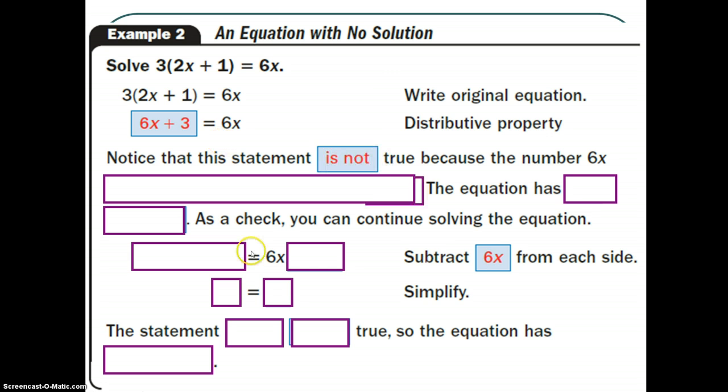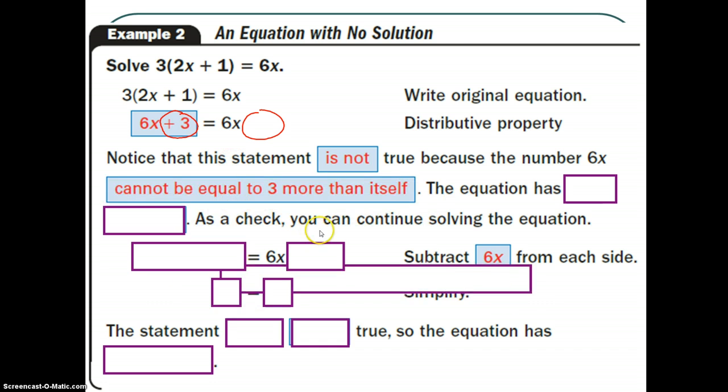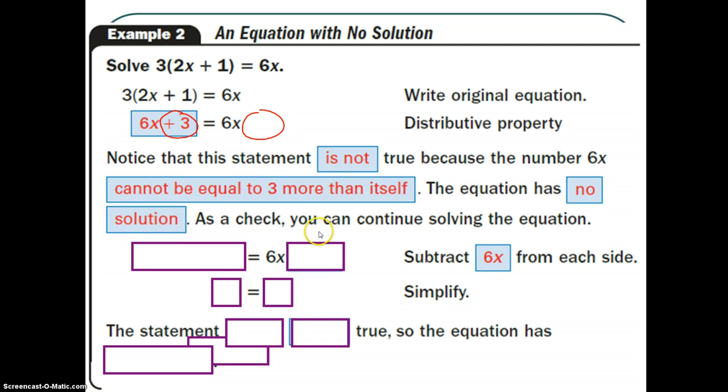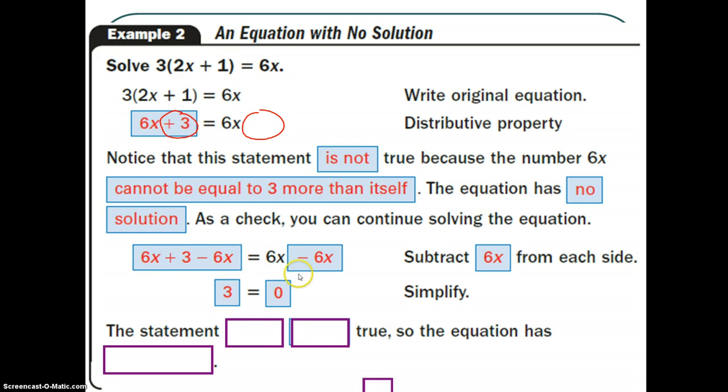Do you notice that this statement is not true? You can't have 6x plus 3 be the same as just 6x. One side you're adding 3, the other side you're not, but they still have the same coefficient and variable. The equation has no solution. As a check, you can continue to solve the equation, but you'll end up with the fact that 3 equals 0, and that's just not true.